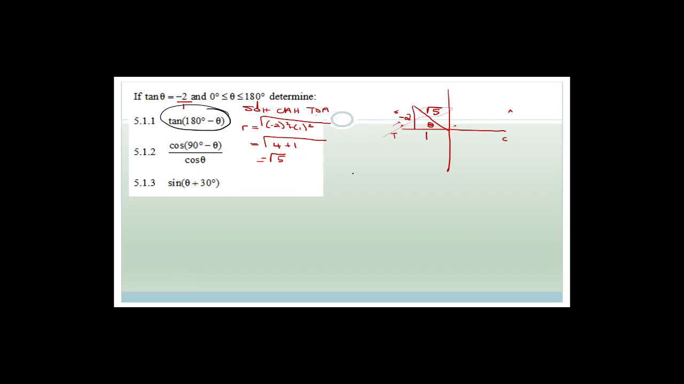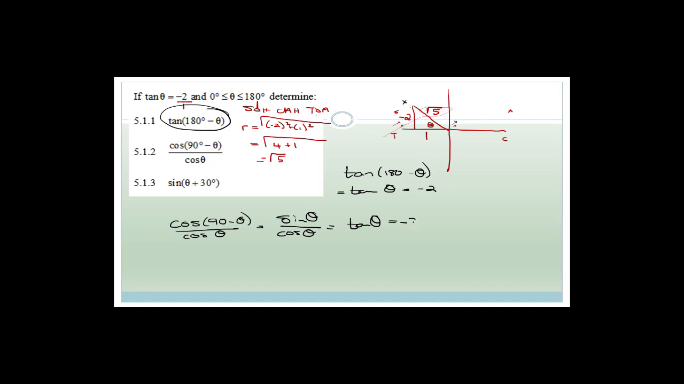Okay, so now tan of 180 minus theta is found in the second quadrant, and therefore it's equal to negative tan theta, which is just going to be... actually, nothing changes there, negative 2. Now let's talk about cos of 90 minus theta over cos theta. Cos of 90 minus theta, that is a co-ratio, and that is found in the first quadrant. So that becomes sine theta over cos theta, which equals tan theta, which equals negative 2. Okay, so that's also negative 2.